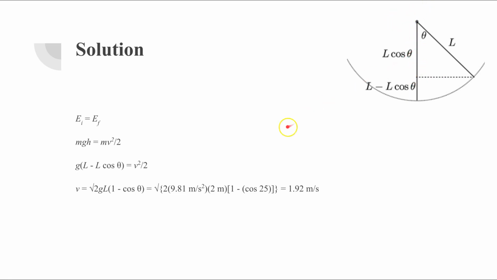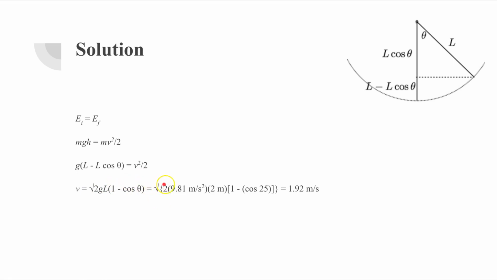That means you just substitute in. First you cancel out the masses because mass is canceled. Then you substitute in for h, L minus L cosine theta. So that's how much height change you've gotten. That equals v squared over 2. If you multiply by 2 and I choose to factor out L, take the square root, right? You get the square root of 2gL times 1 minus cosine theta.